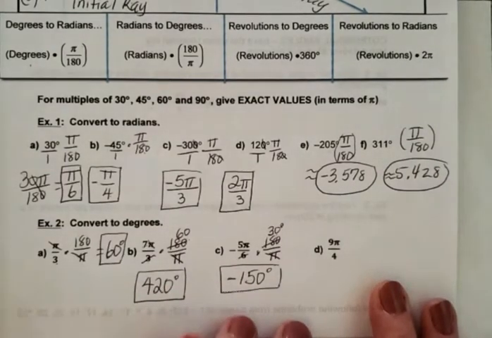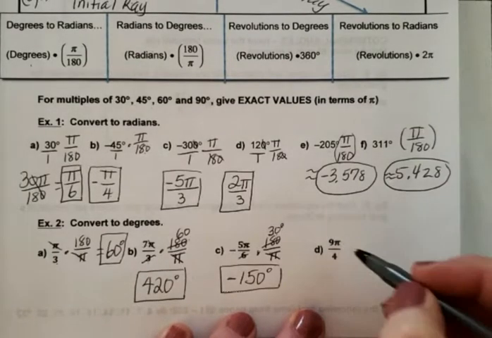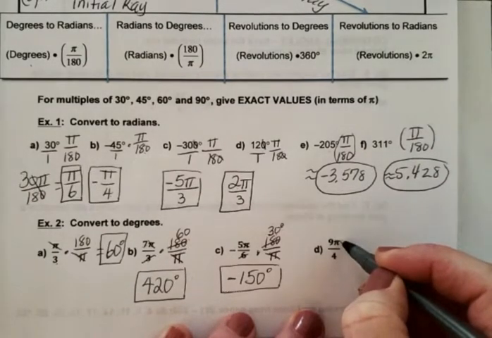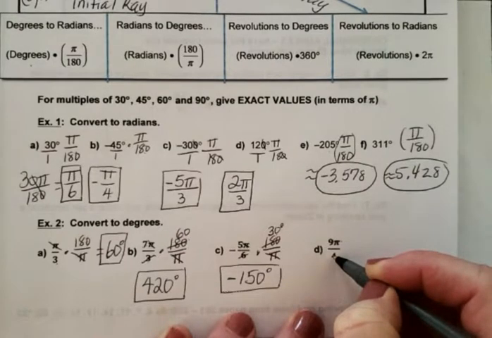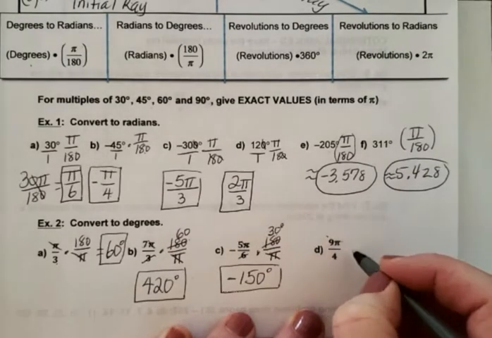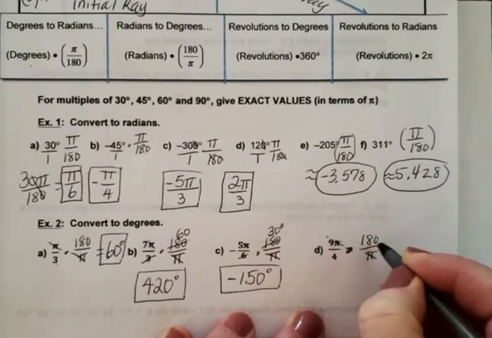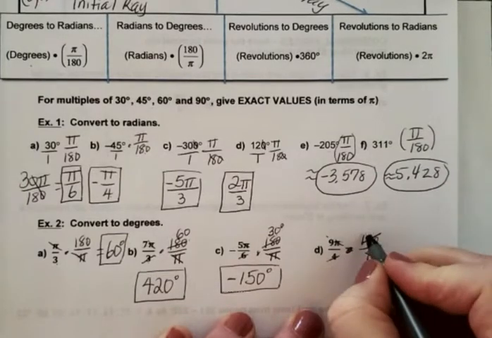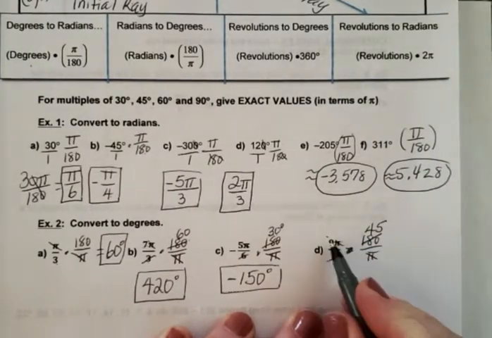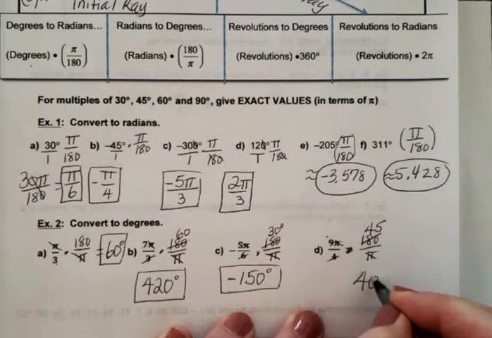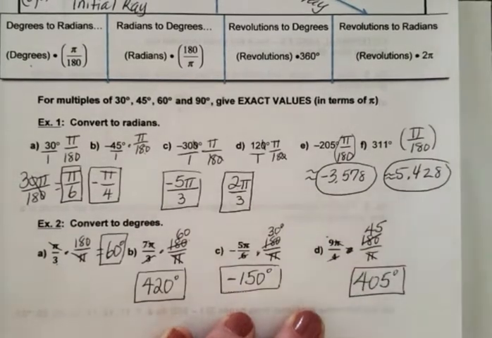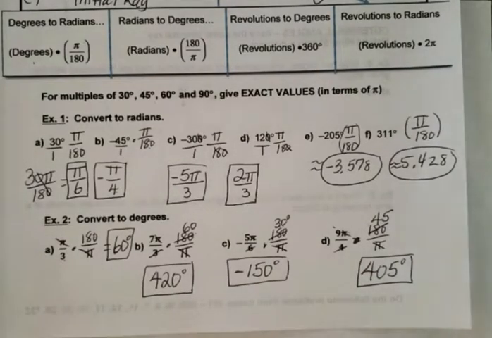And last but not least, 9 pi over 4. I kind of do it this way. Pi radians, is 3.14 radians, same thing as 180 degrees. So think of this as 180 degrees divided by 4, which is 45 degrees, and that'll be 45 times 9. So basically, again, I could do the same thing. Multiply it by 180 over pi. Pi's cancel. 180 degrees divided by 4 is 45, and 45 degrees times 9 is 405 degrees. Again, more than one full revolution. And that's how you convert angle measures from radians to degrees.